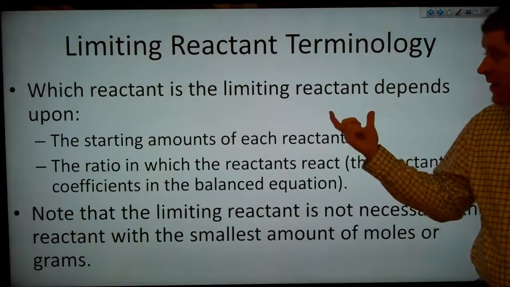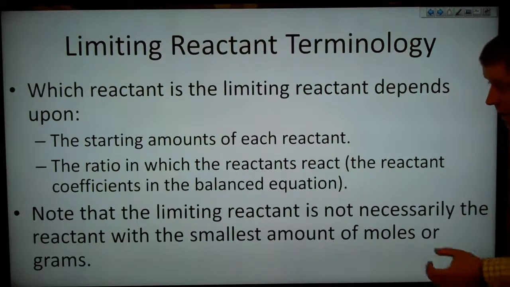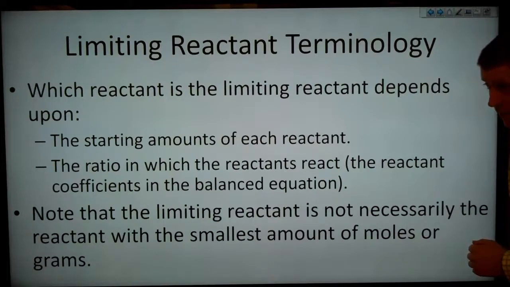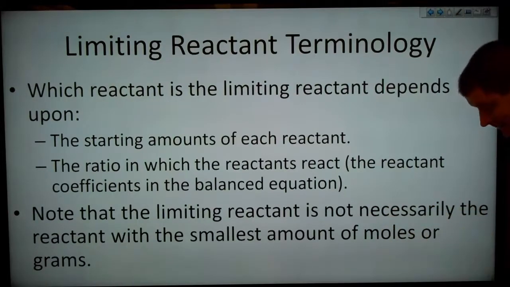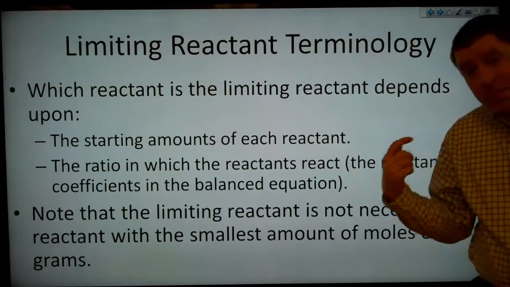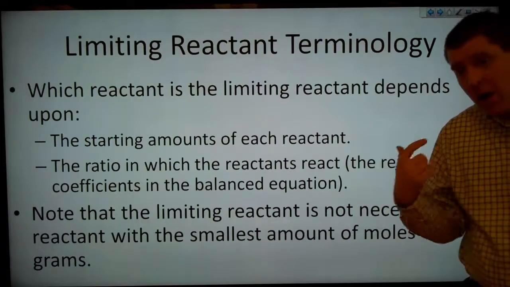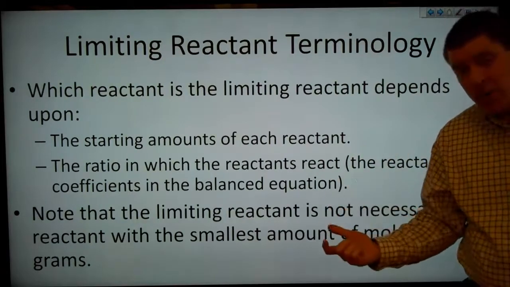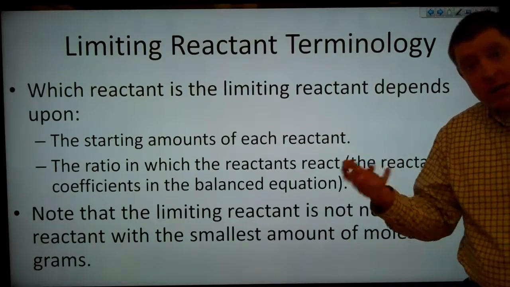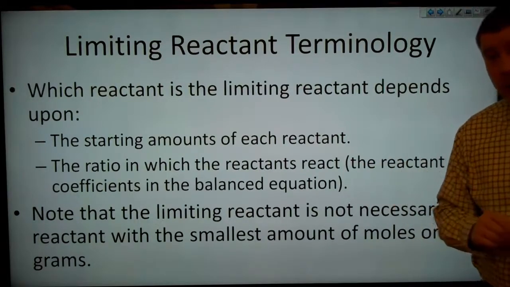So which reactant is the limiting reactant depends upon the starting amounts of each reactant and the ratio in which those reactants react, which means the reaction coefficients in our balanced equation. And note that the limiting reactant is not necessarily the reactant with the smallest amount of moles or grams, because we may not react those in a 1-to-1 ratio. If we have a ratio between our reactants that is not 1-to-1, then we may have the same number of moles, but whichever one is being used up faster, that's the one that will be used up completely first. And that one is then the limiting reactant.